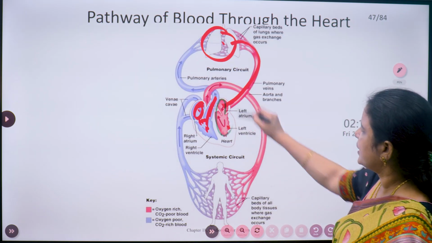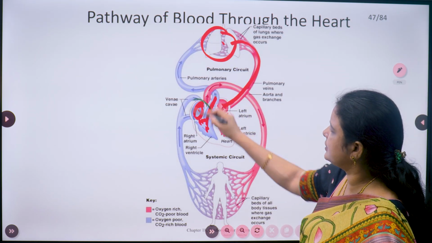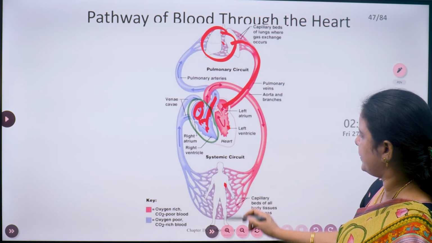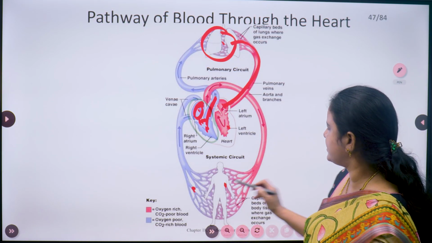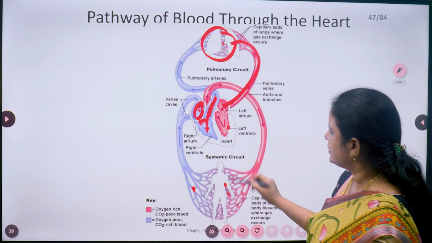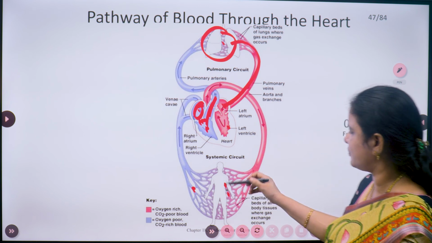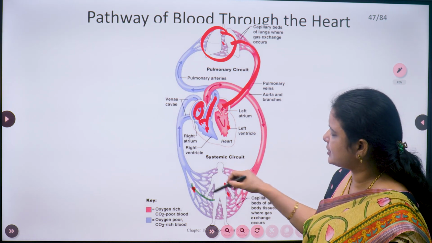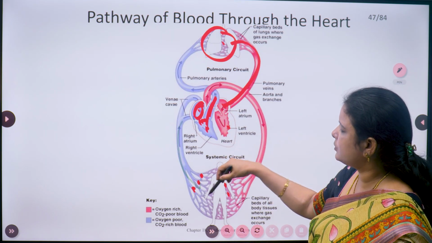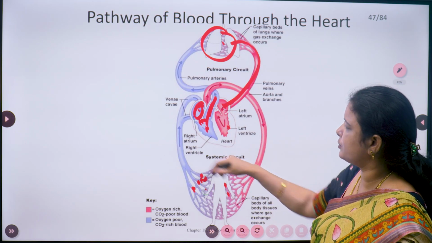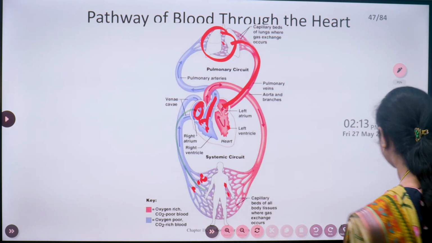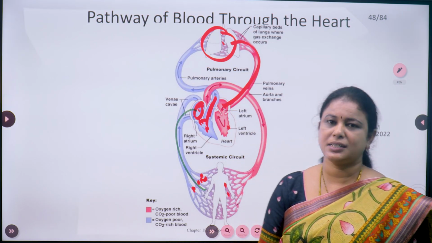So this is oxygenated and this is deoxygenated blood. In between we have the capillaries. These are the veins and arteries. Arteries will supply to the capillaries. Within the capillaries, exchange of gases will take place. This deoxygenated blood will enter into the veins. From the veins, deoxygenated blood will be carried to the heart through inferior and superior vena cava. This is about the anatomy of the heart.